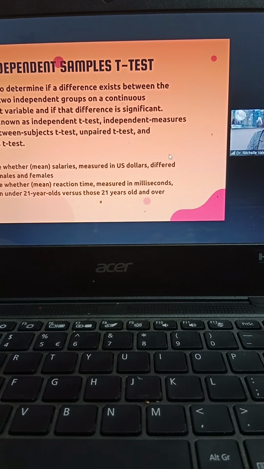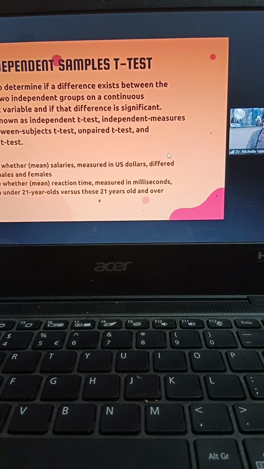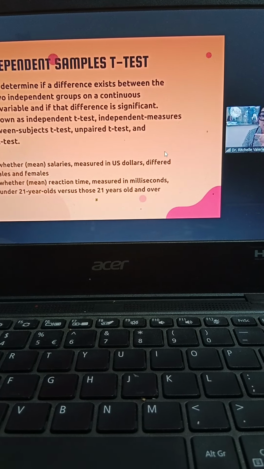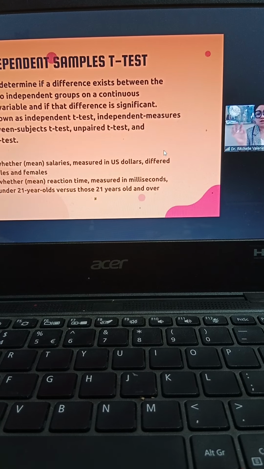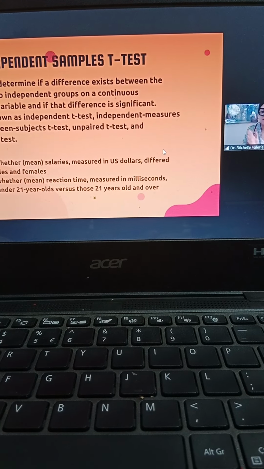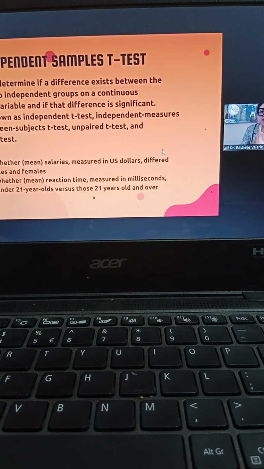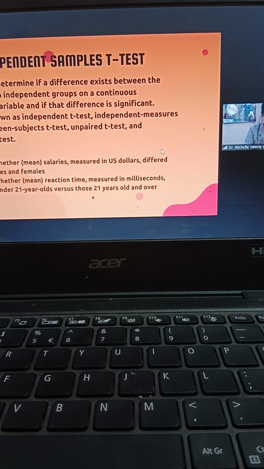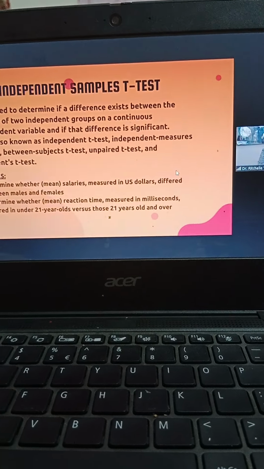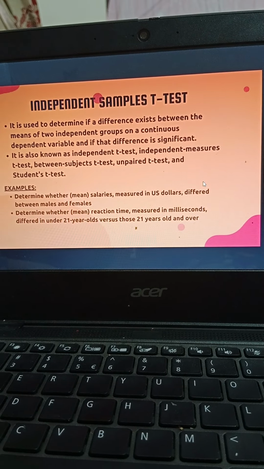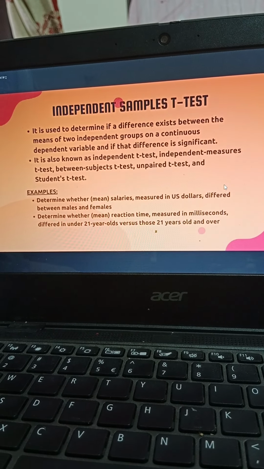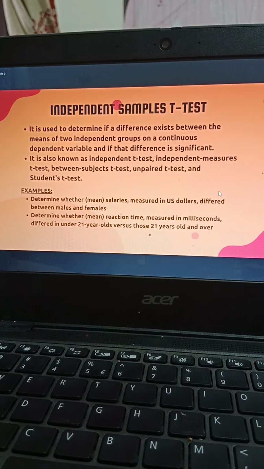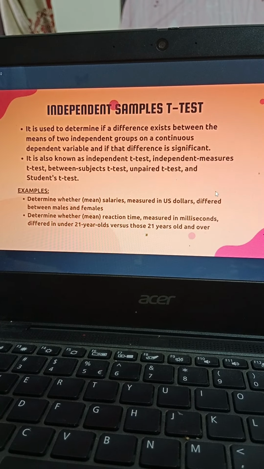Number two, determine whether reaction time measured in milliseconds differs in under 21-year-olds versus those 21 years old and over. So in our research question, we can state it as, is there a significant difference in the reaction time measured in milliseconds between those who are aged under 21 years old and those who are 21 years old and above?